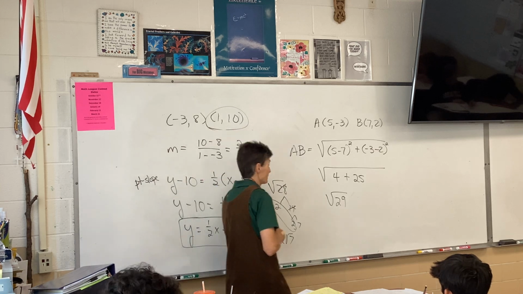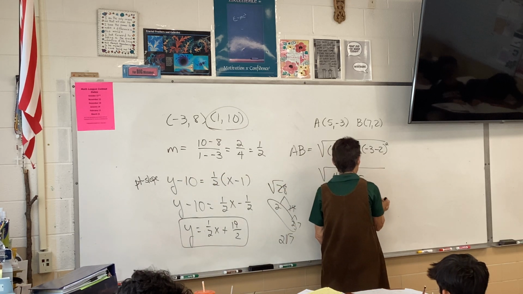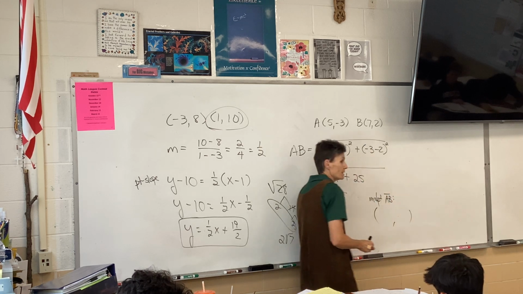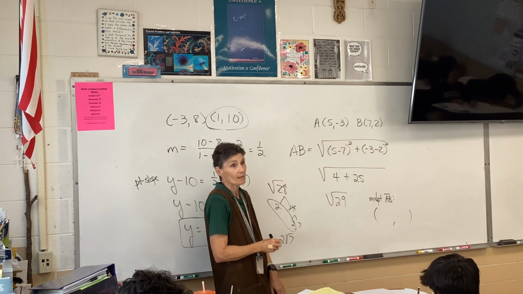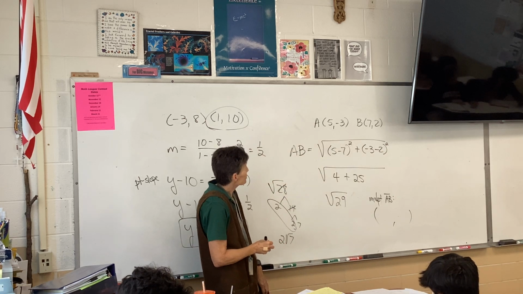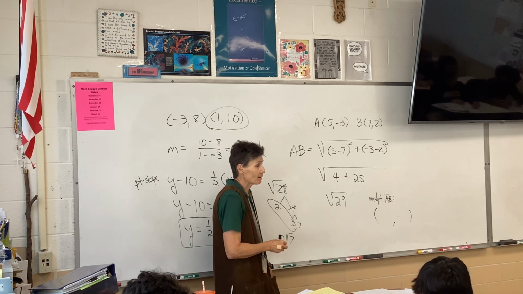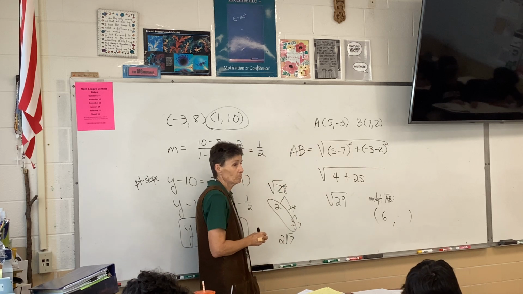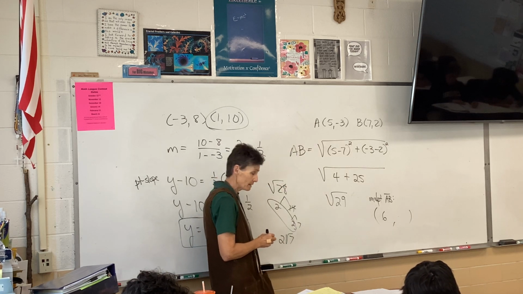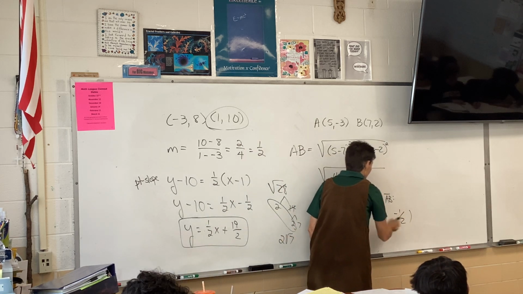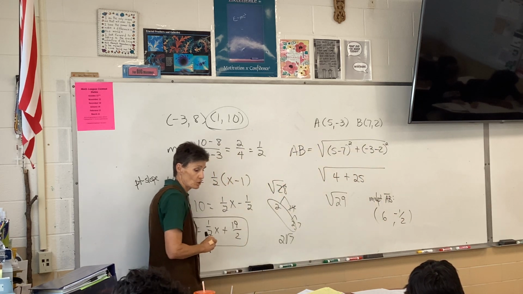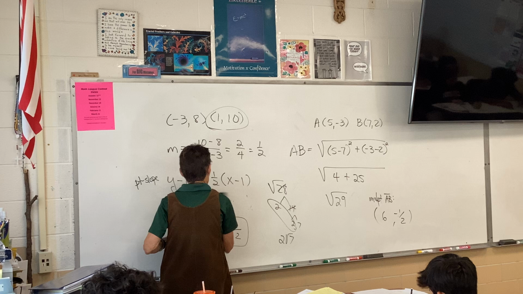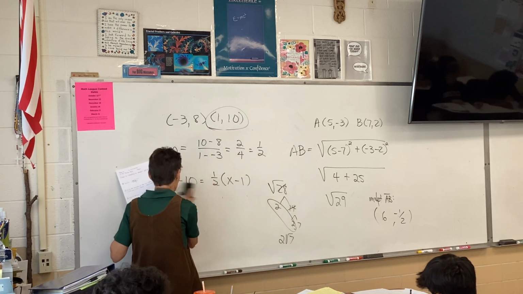What's the midpoint? No. Midpoint is average, and when you average, you add. So 5 plus 7 divided by 2, 6. Negative 3 plus 2 divided by 2, there's your midpoint, average. Number 5.